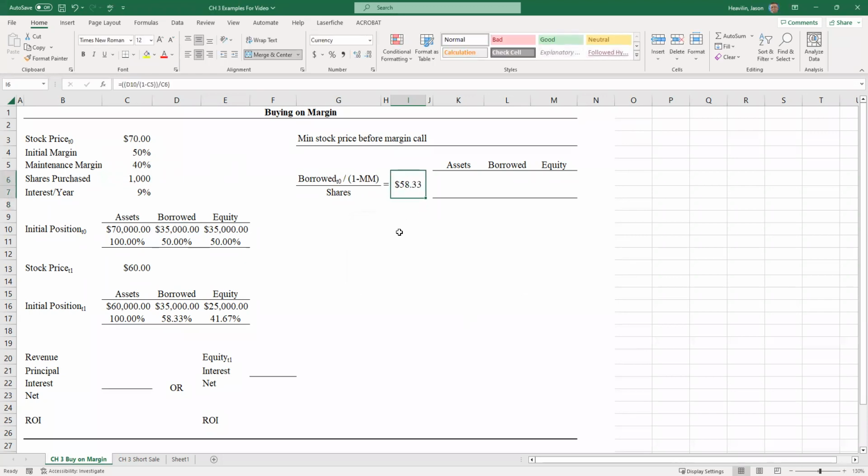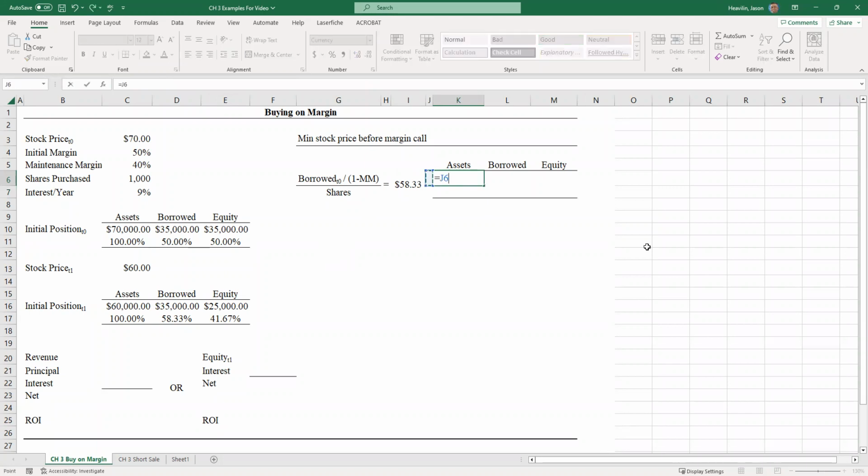Allow me one second. And there's a correction. So the stock can drop to $58.33 before it hits 40%. Let's see how that looks on the assets table.